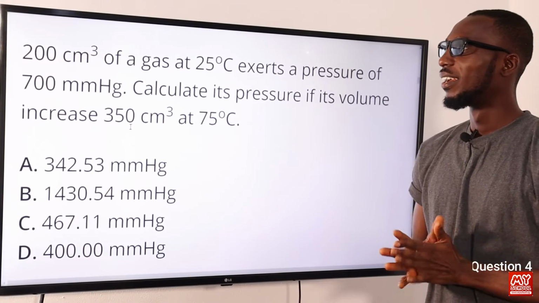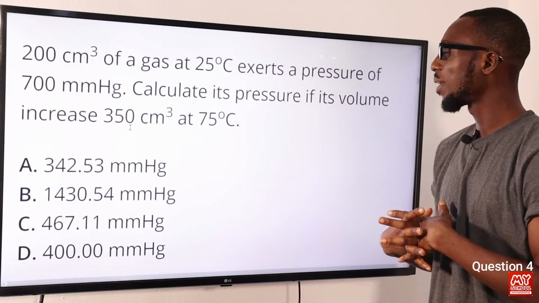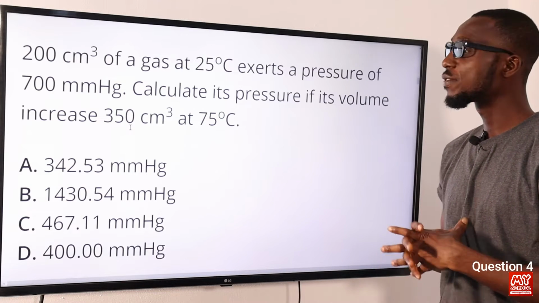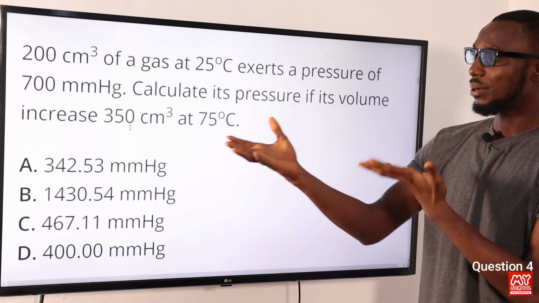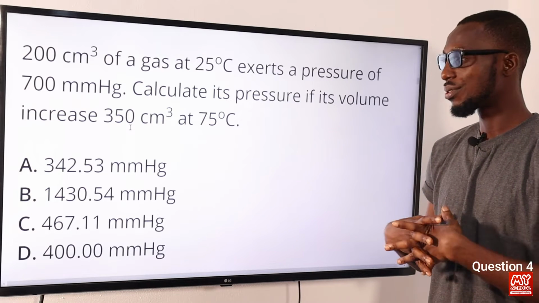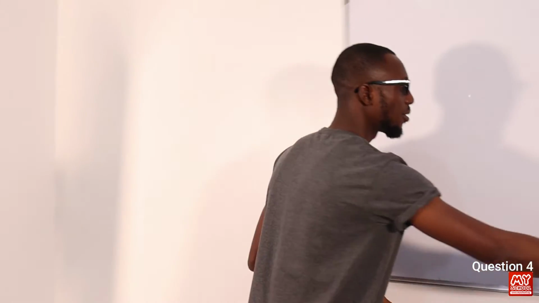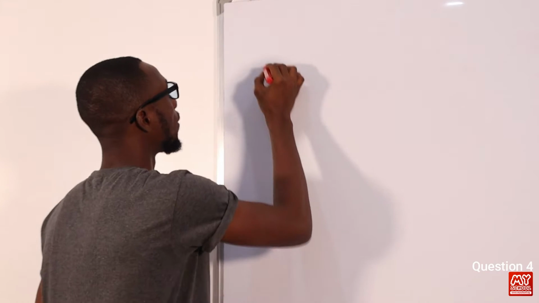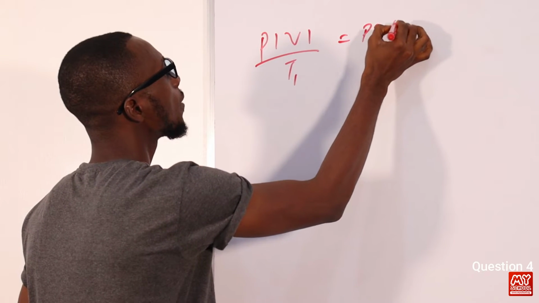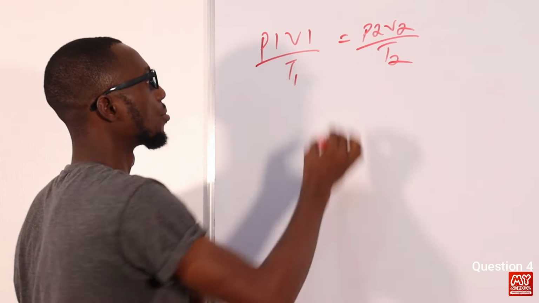Number 4. 200 centimeter cube of a gas at 25 degrees Celsius exerts a pressure of 700 millimeter mercury. Calculate its pressure if its volume increases to 350 centimeter cube at 75 degrees Celsius. So we just have to use the general gas equation. Remember, P1 V1 over T1 equals P2 V2 over T2. So we are asked to look for P2.